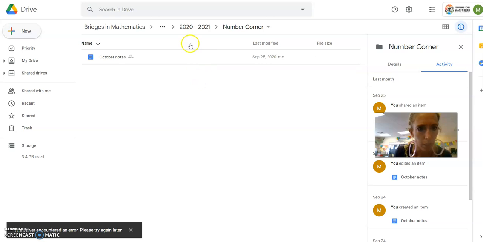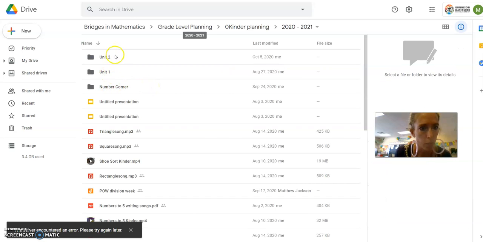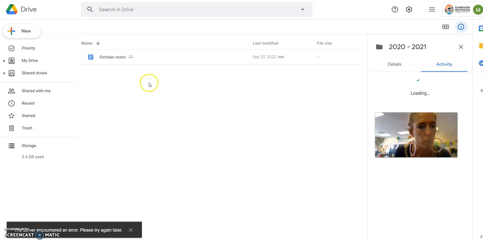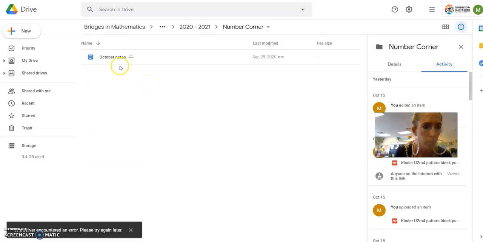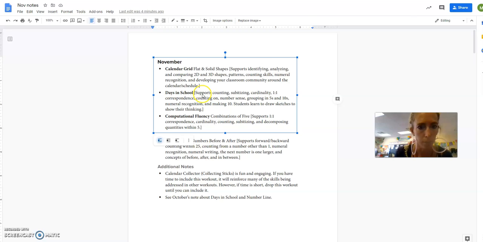So I'm under Kinder, Bridges, number corner. If you go to 2020, 2021, you have Unit 1, Unit 2, but this is in the number corner area. And I only have two things in it. Well, looks like one thing, but there is another one. It's just not updated yet, and it's called November. And that's what I'm in right here.